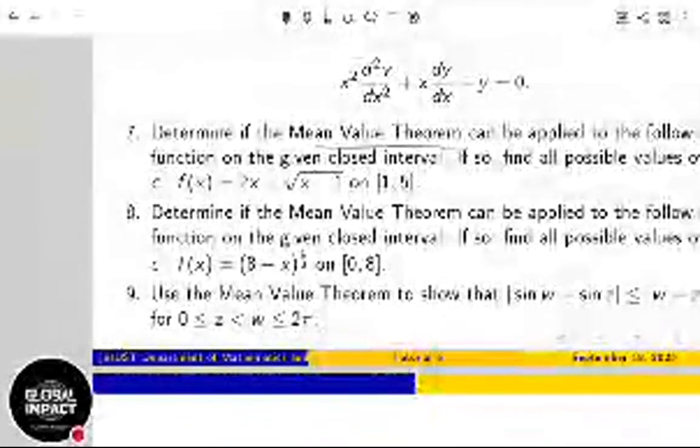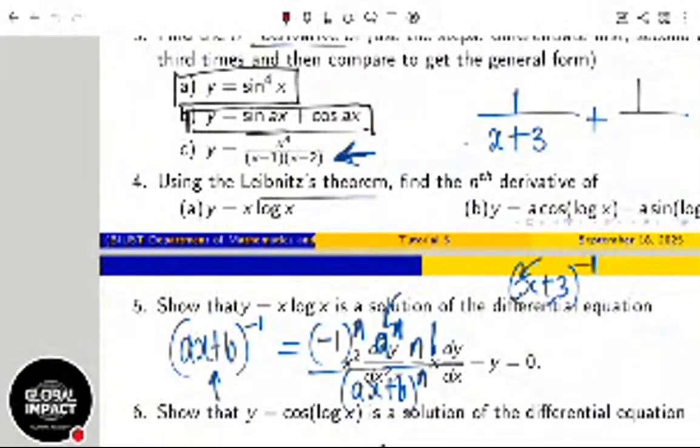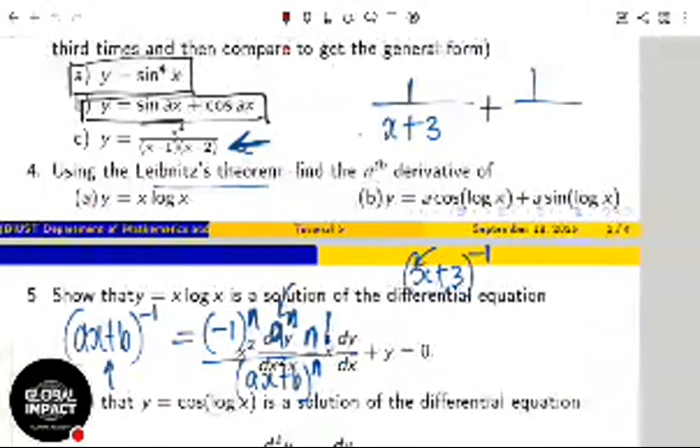Okay, let's do Leibniz. Number 4a and number 4b. Okay, so what is number 4a saying? Using Leibniz, find the nth derivative of x log x. Then using Leibniz, find the nth derivative of the second one. So these are the two things that we are left with.